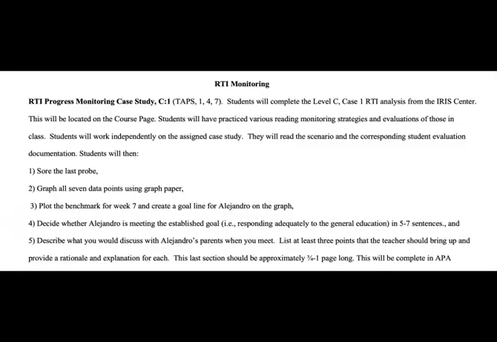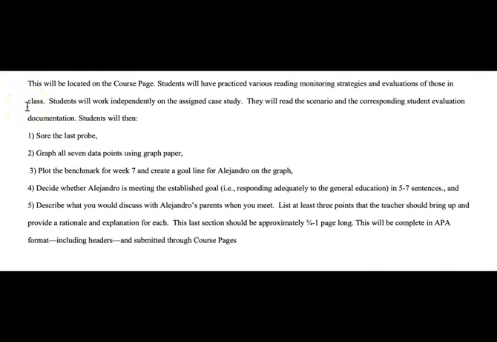Right here are the directions for the assignment, which you can find in the assignment itself and also in the folder at the top of the course page. So students will complete Level C Case 1 analysis from the Iris Center. This is located on course pages. I already showed you what it looks like in taking a look at Alejandro. So what you're going to be doing is reading the scenario and the corresponding student evaluation documentation, and then you're going to score the last probe.